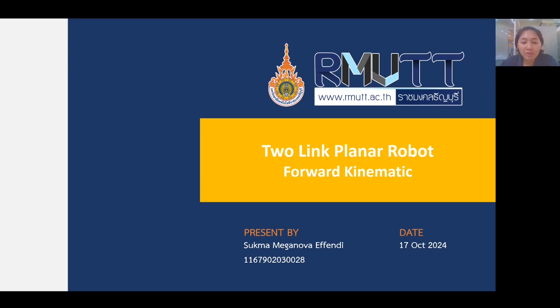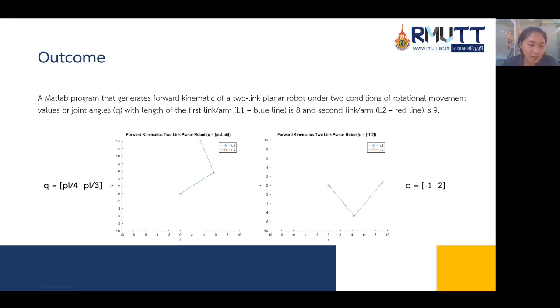In this video, I want to explain the two-link planar robot in forward kinematics. This is the outcome of this project. This is a MATLAB program that generates forward kinematics of a two-link planar robot under two conditions of rotational movement value or joint angles with variable q, with the length of the first link or arm L1 in a blue line being 8, and the second link or arm L2 in a red line being 9.